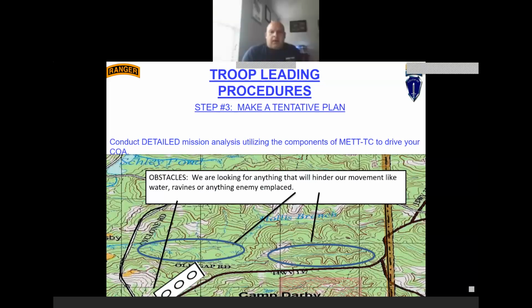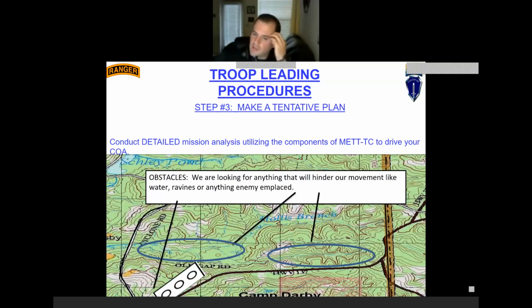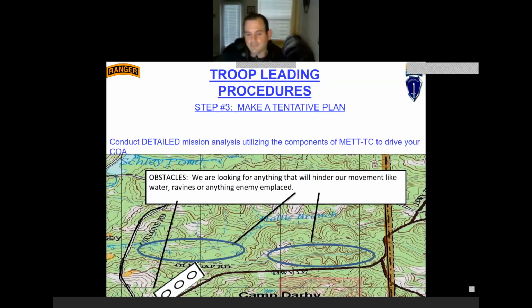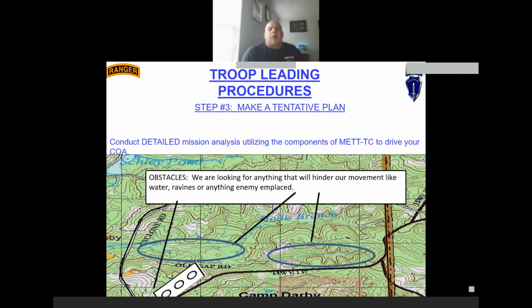Right. So, how does that affect us? Can someone tell me how that affects our movement? If you move to the right, you're exposed, but if you move to the left, it's going to take you a lot longer to get through there. So, are we able to move through there quickly? No, you'd be pretty slow going either way.